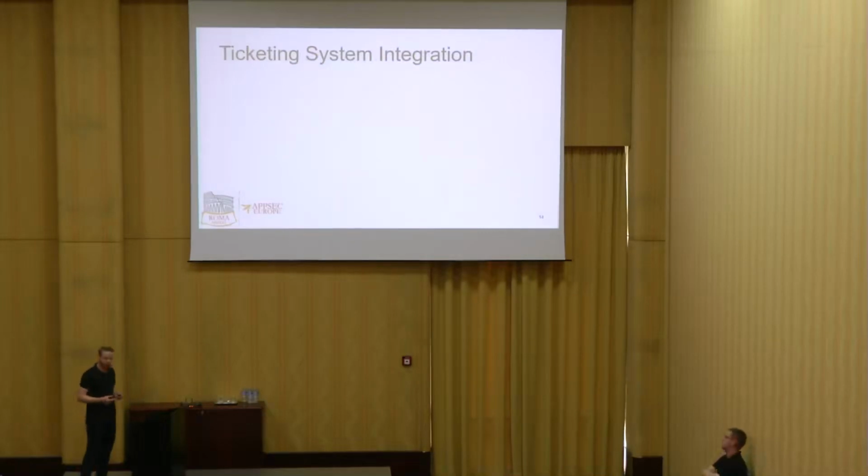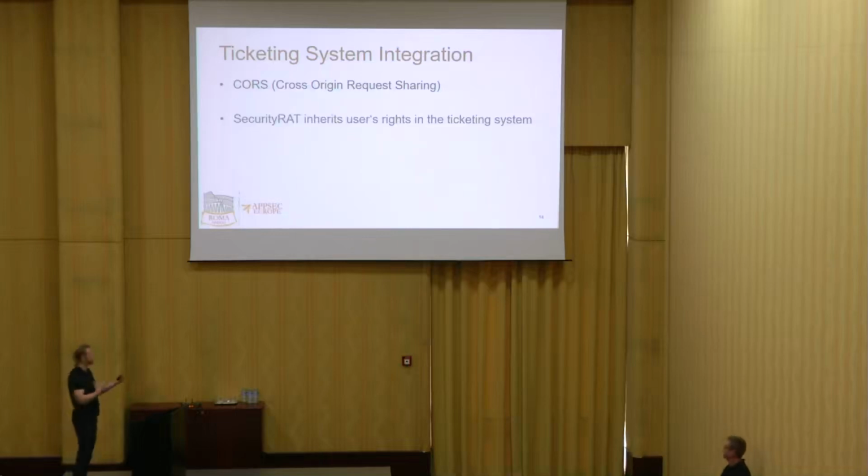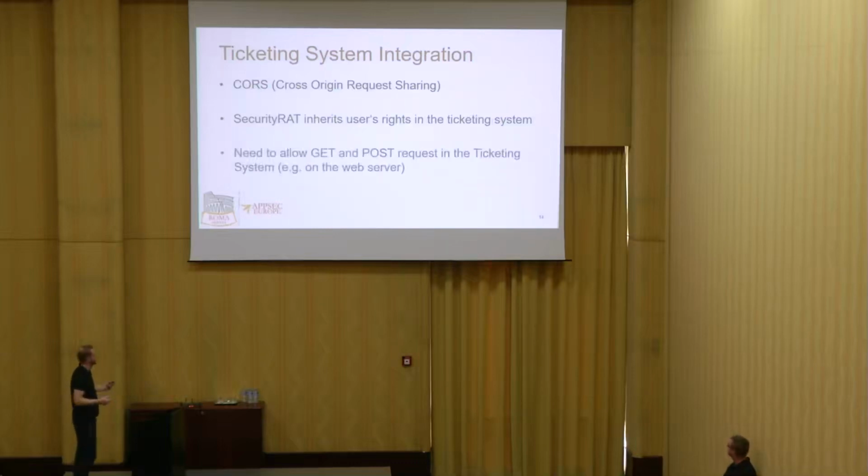Also, the ticket system integration I showed you with Jira. What do you need for that? Really hard is CORS, because you need to add CORS headers. Usually you can't communicate with the Jira REST API without CORS headers because the same-origin policy of the browser would kick in. So you need to add CORS headers for your ticket system. Otherwise, Security RAT can't communicate with the API, because Security RAT also inherits the user rights. So if you're not allowed to create a ticket in the queue, Security RAT is not able to do that, because it's doing it with the rights you have. Also, you need to allow GET and POST for the ticket queue.